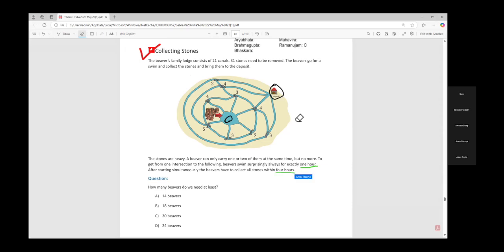So the maximum number of trips or canals a beaver can travel is four. How many beavers do we need at least? So the number of canals is the number of hours they are allowed to take to complete. What? Could you repeat?